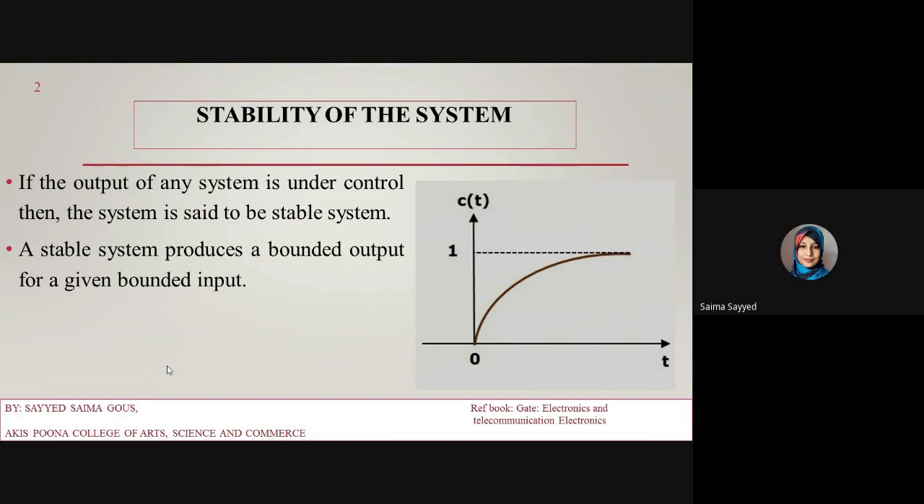Okay, so here the output is bounded. This is an example of bounded output for bounded input. This system is said to be stable. That means it produces a specific output for a specific input, or we can say a linear output for the bounded input.